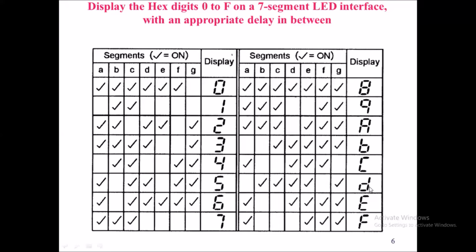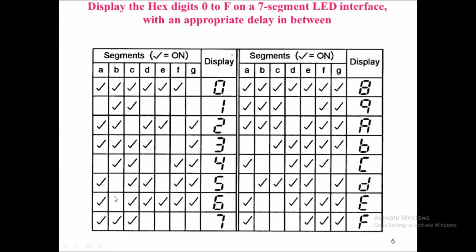If you want to display D, again uppercase D cannot be displayed on the 7 segment display. We can display the lowercase d. So if you want to display the lowercase d, then we need to select segment B, segment C, segment D, segment E, and segment G. Then if you want to display E, we need to select segment A, segment D, segment E, F, and segment G. Then at last, if you want to display F, we need to select segment A, segment E, segment F, and segment G.